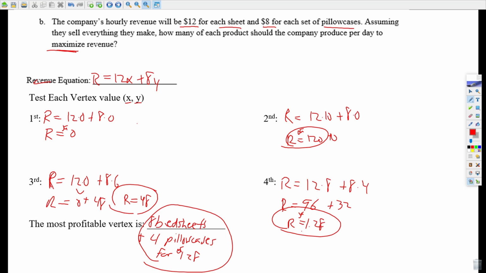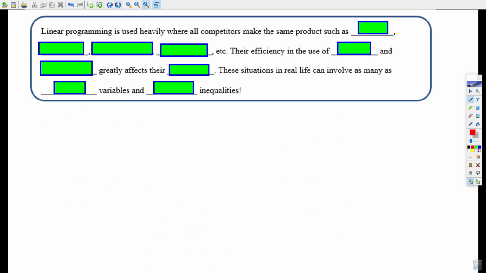So that is how you would get the most money out of all the constraints you had with the dyeing time, the packaging time, and how much cotton you had available. That's it. That was one problem. Last thing we'll do is some fill in the blanks.